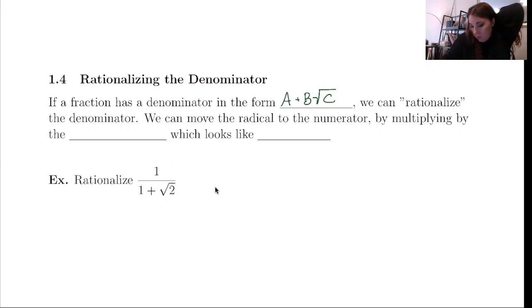Okay, so we can move the radical to the numerator. It would look something like this first example, right? 1 divided by 1 plus square root of 2. It's kind of weird to look at, right?